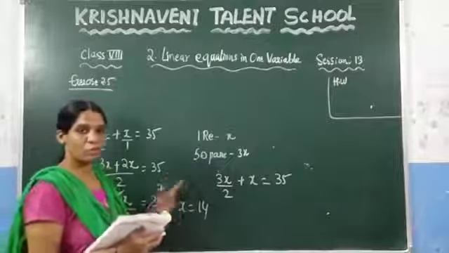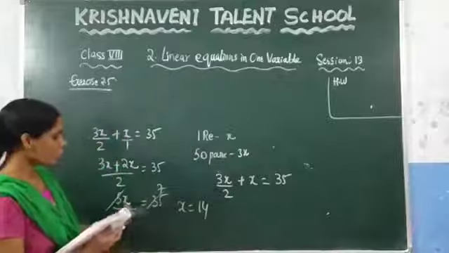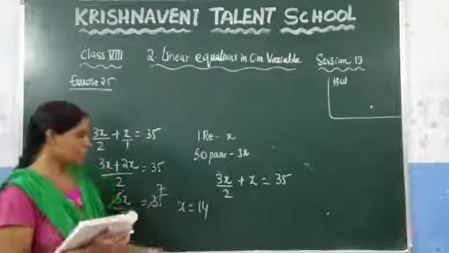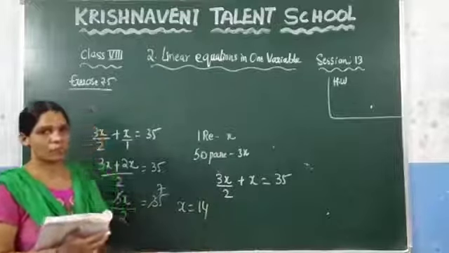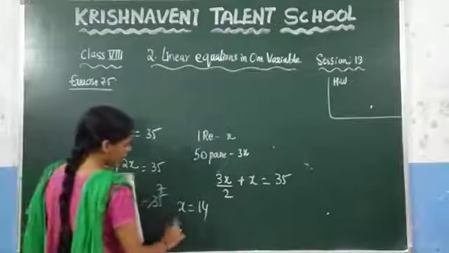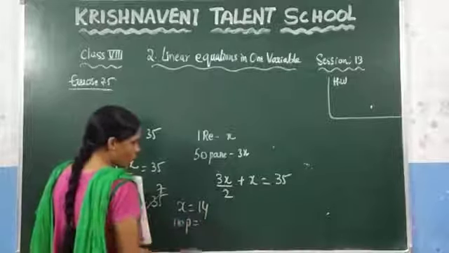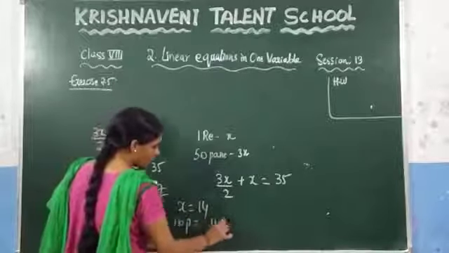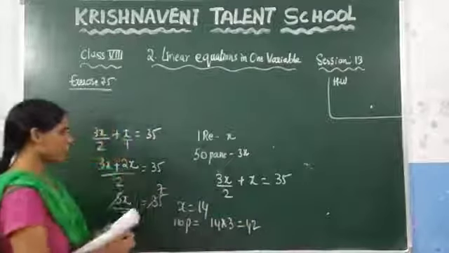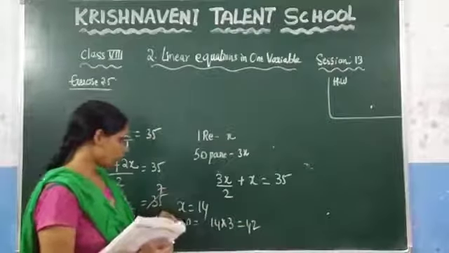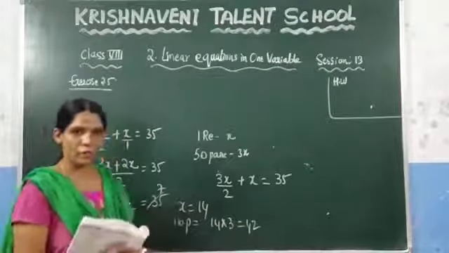Now you need to find the 50 paise coins also. If you want to find the 50 paise coins, they have given in the question: if you multiply by 3, you will get the 50 paise coins. So the 50 paise coins will be 14 into 3, which gives you 42. So we have calculated the number of 50 paise coins and the number of 1 rupee coins.